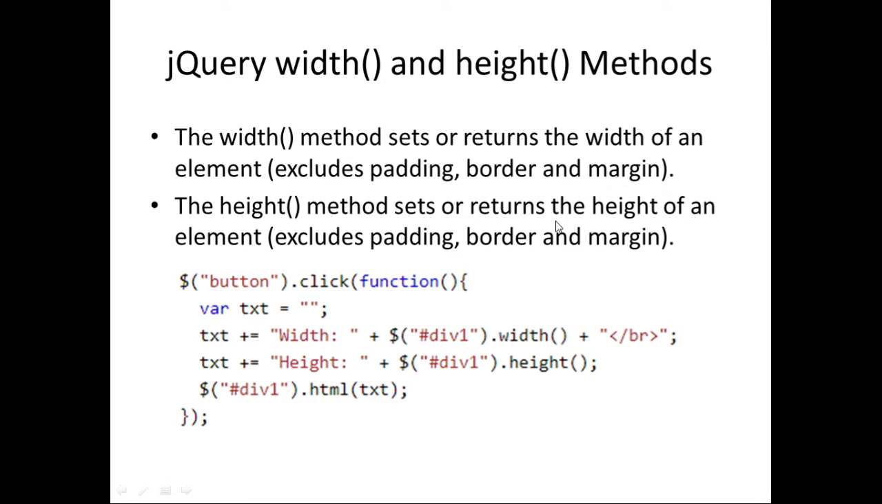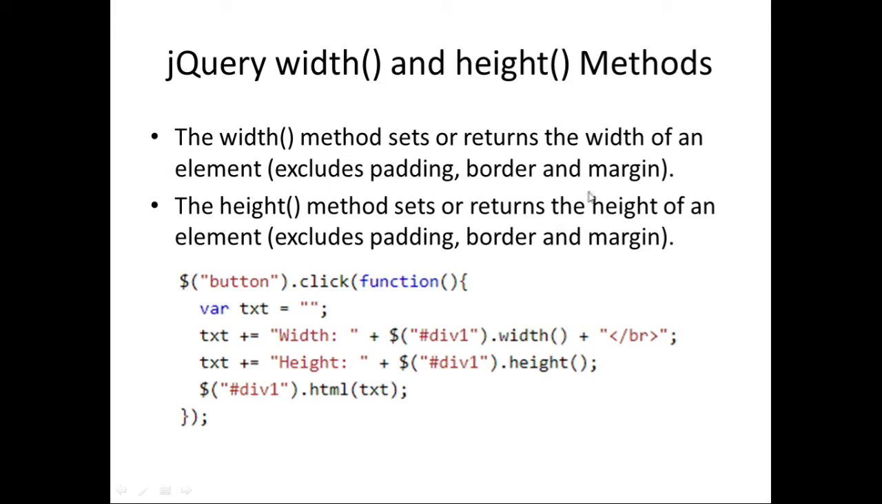jQuery width and height methods. The width method sets or returns the width of an element, excluding padding, border, and margin. The height method sets or returns the height of an element, and also excludes padding, border, and margin.